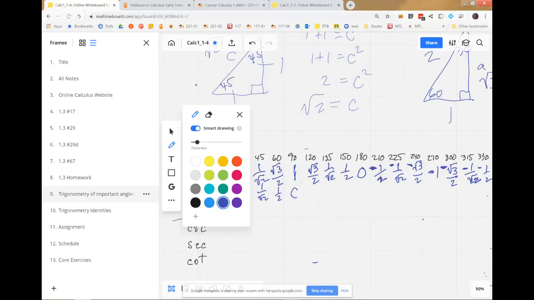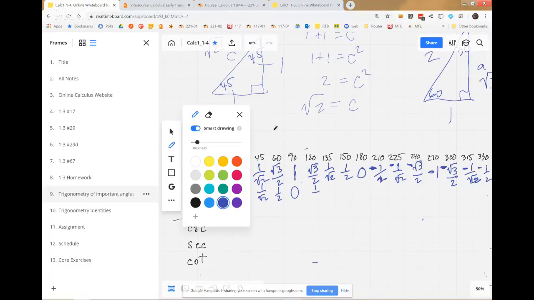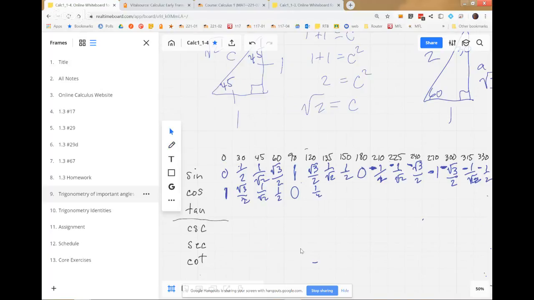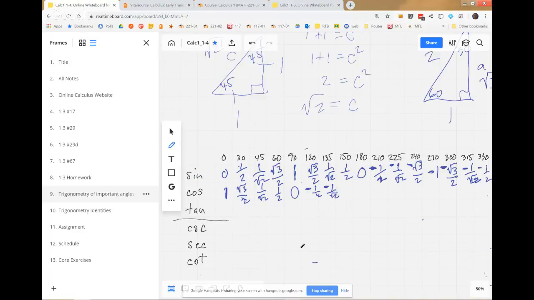And as soon as you get up to 90 degrees, the horizontal coordinate has shrunk to 0. 120 is 60 degrees from the x-axis, so we have 1/2, but because it's in the second quadrant, it's negative. So this is negative 1/2. 135 is 45 degrees from the x-axis, so it's 1 over the square root of 2. Again, because we're in the second quadrant, the cosines are all going to be negative. 150 is 30 degrees, and that's square root of 3 over 2. Again, negative.